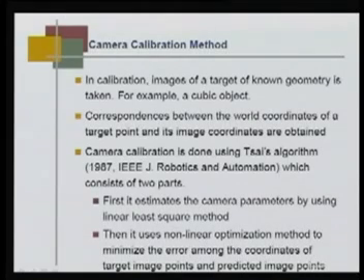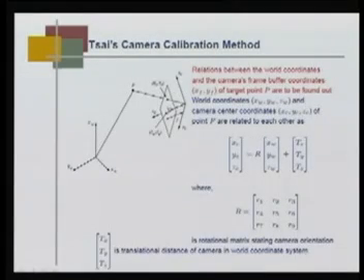Correspondence between the world coordinate of a target point and its image coordinates are obtained. Camera calibration is done using Tsai's algorithm, which you can find in IEEE Journal of Robotics and Automation in 1987, which consists of two parts. First, it estimates the camera parameters by using linear least square method. Then it uses nonlinear optimization method to minimize the error among the coordinates of target image points and predicted image points.